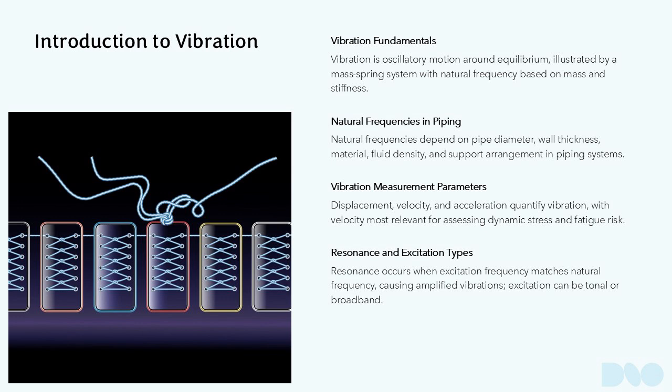Excitation sources can be tonal, where energy is concentrated at discrete frequencies, or broadband, where energy spans a wide frequency range. Resonance occurs when the excitation frequency matches a natural frequency, leading to amplified vibration levels and increased risk of fatigue failure. Forced vibration, on the other hand, occurs when excitation frequencies differ from natural frequencies, resulting in lower but still potentially harmful vibration levels. Understanding these principles is essential for diagnosing vibration issues and implementing effective mitigation strategies.